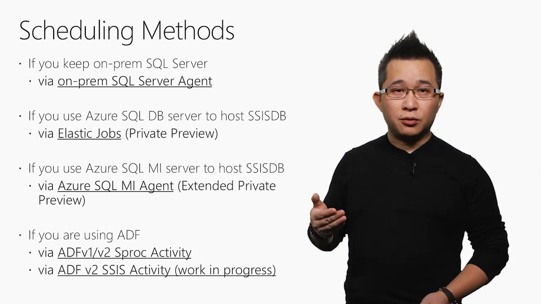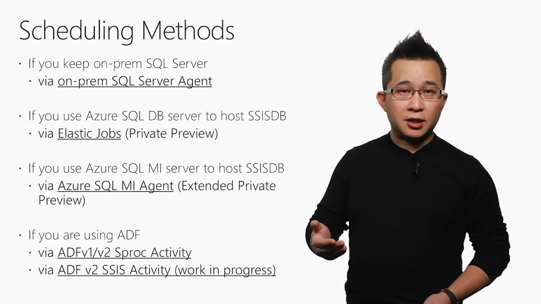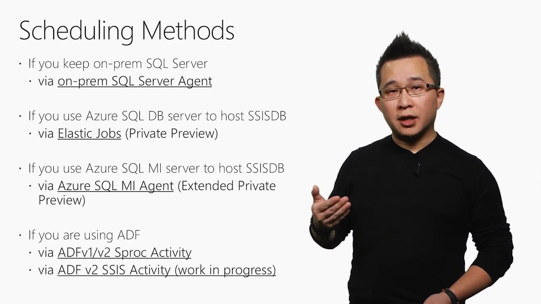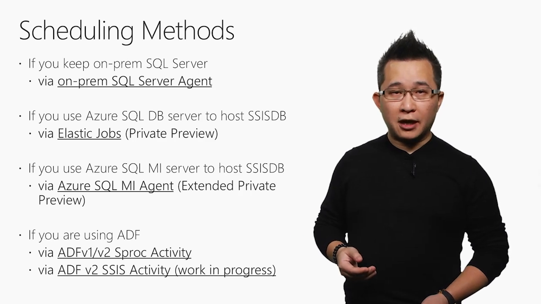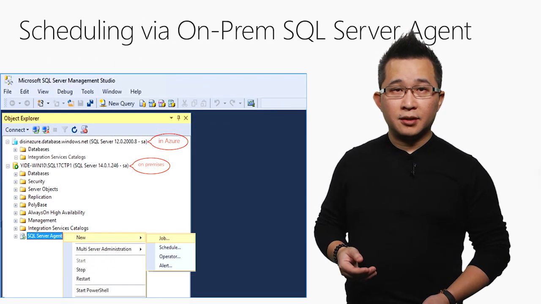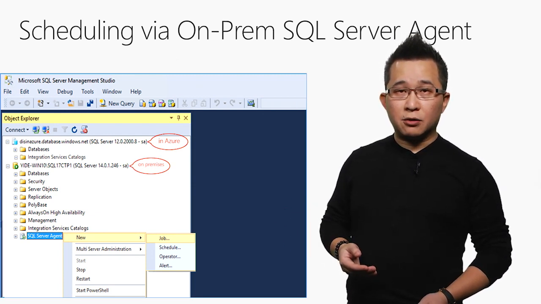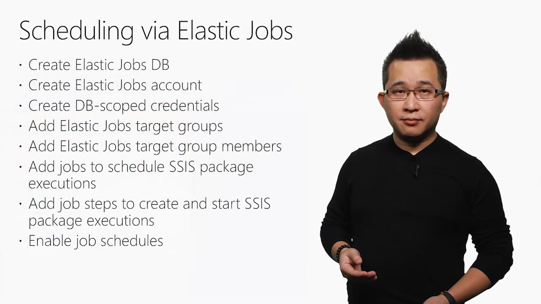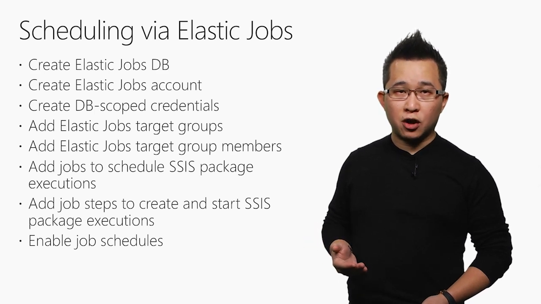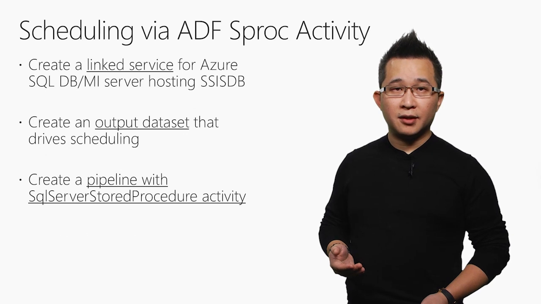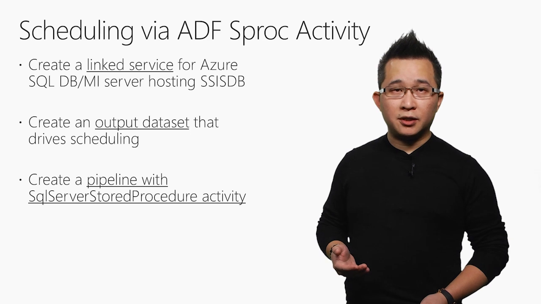Now, last but not least, you can also use ADF to schedule your SSIS execution, either using the stored procedure activity, or in the future, we're going to provide an SSIS activity that you can use to directly schedule the SSIS execution. Here's an example of how you can use SSMS and the SQL Server Agent to trigger the execution. Here's a list of steps that you need to do if you want to use Elastic Job for the scheduling. Here's a list of steps that you need to do if you want to use the ADF stored procedure activity to do the scheduling.